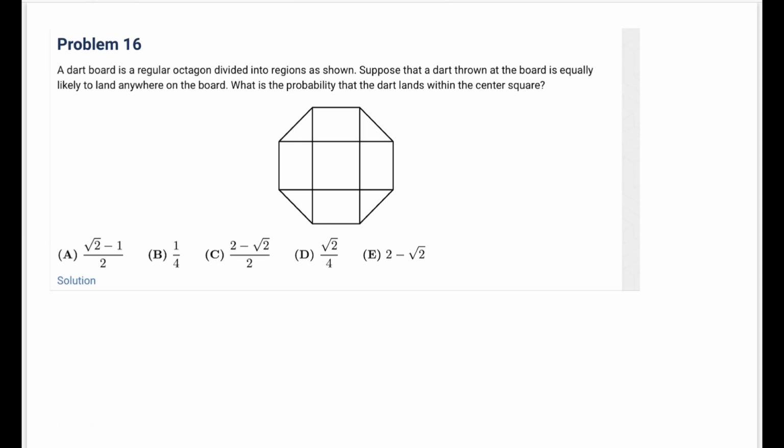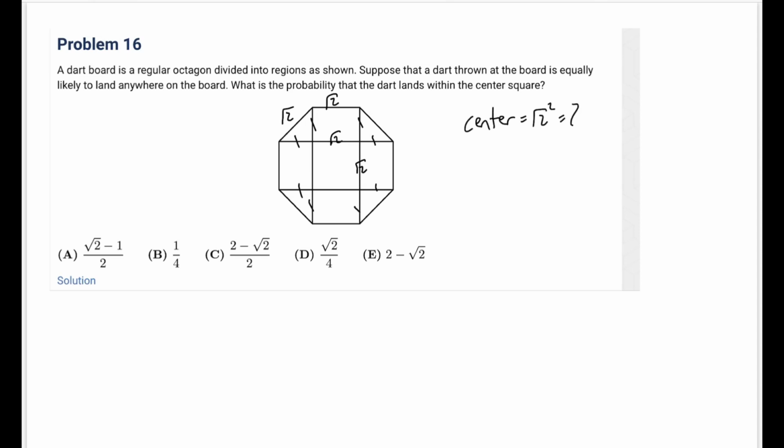Number 16, a dartboard is a regular octagon divided into regions as shown. Suppose that a dart thrown at the board is equally likely to land anywhere on the board. What is the probability that the dart lands within the center square? Okay, so let's say that this length is 1, right? If this length is 1, this is 1, 1, 1, 1, 1, 1, 1, 1, and then since this is a 90 degrees and 45 degrees, this will be root 2, and since it's a regular octagon, this is also root 2.